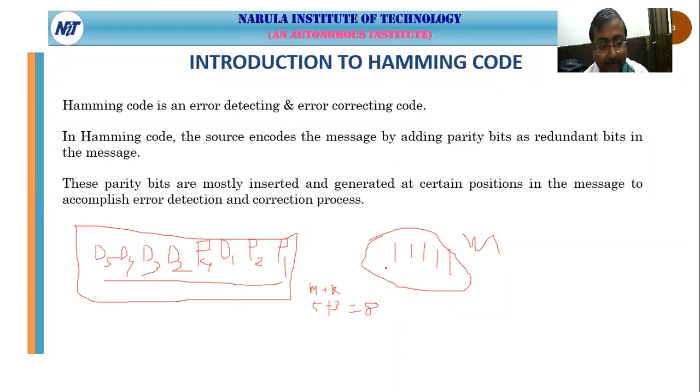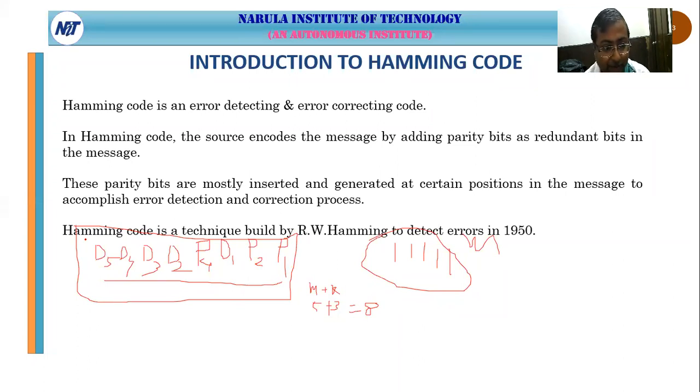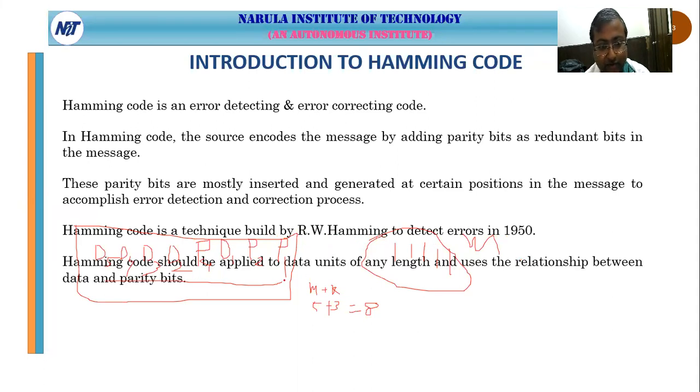Next, the next point is that the Hamming code is a technique built by R.W. Hamming, the scientist, to detect errors in 1950. Hamming code can be applied to data units of any length. It may be 5, it may be 6, it may be 7, and it uses the relationship between the data and the parity bits.